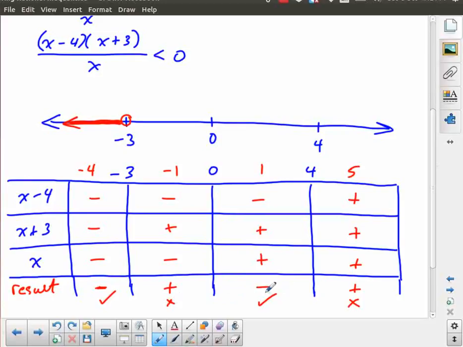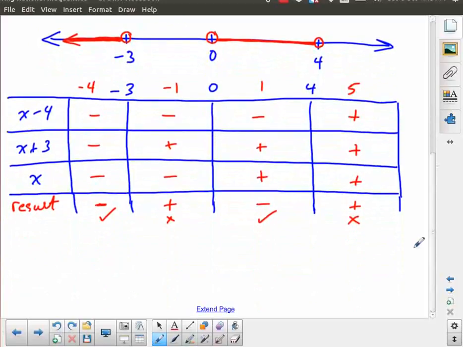And then I come over here. Well, this is less than 0. But again, it's just less than. So it cannot include here. It can't include the 0 because that's actually an asymptote. So it can never include that. But it also does not include the 4 because it says less than 0. It doesn't say less than or equal to 0. So now I've used the number line to show my solution.